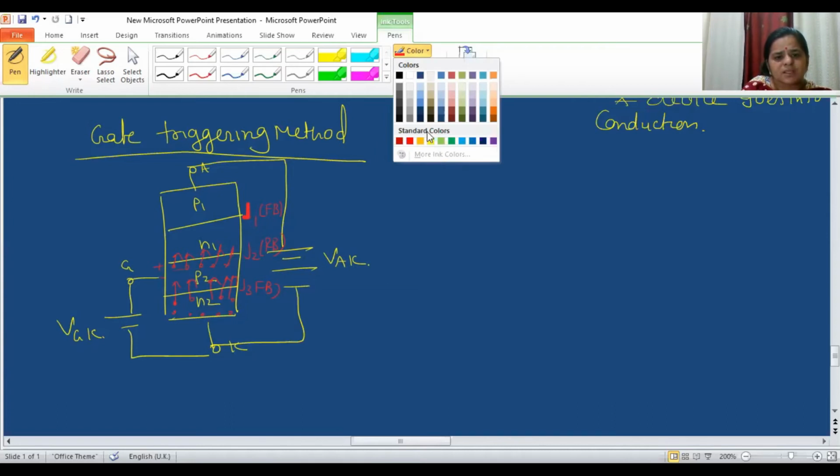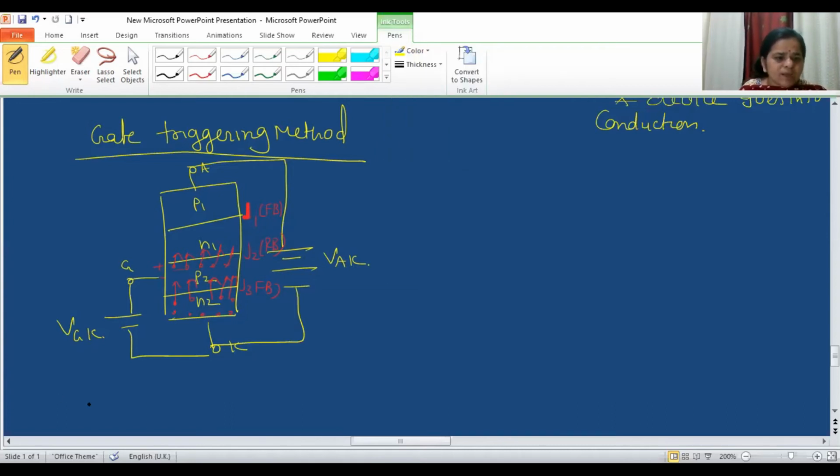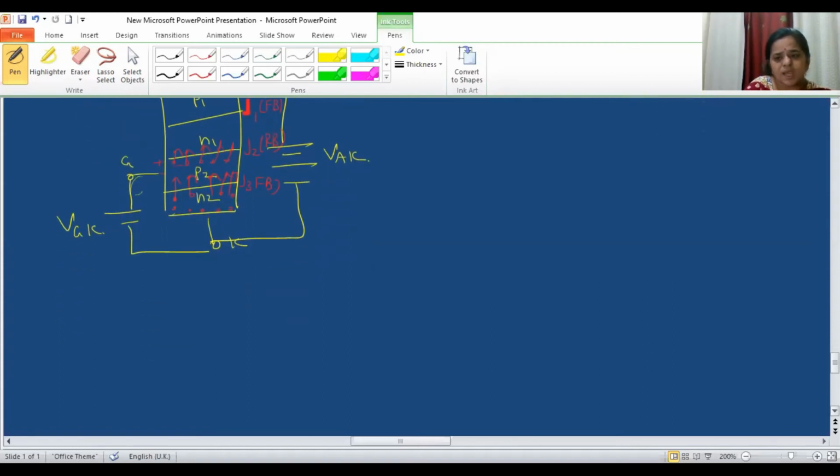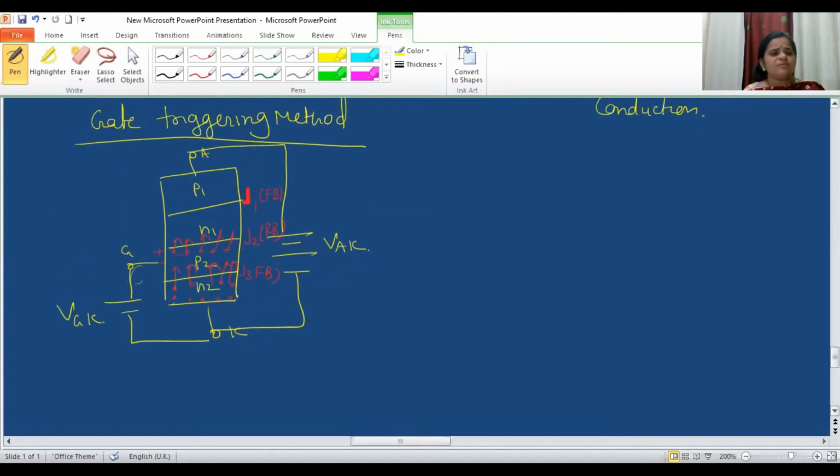Why is this method preferable? Because whenever we want to turn the device on, we connect the gate supply. So the instant at which I want to turn the device on is in my hand. Now if I talk about the light triggering method: in gate triggering, by applying an electric field between gate and cathode, we mobilized the electrons of the N2 layer, which were not mobilizing before connecting the gate supply.